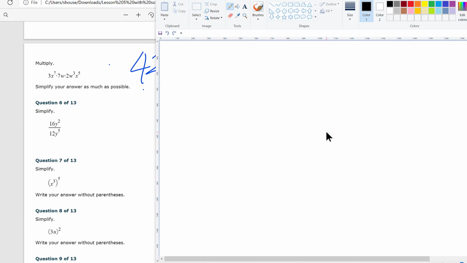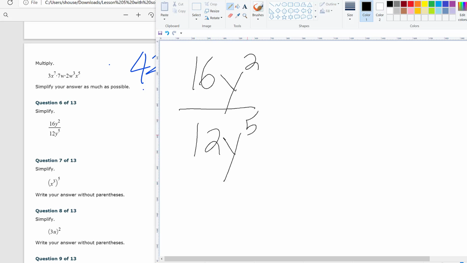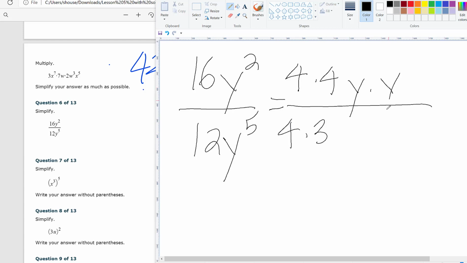So number 6, 16 y to the 2 over 12 y to the 5. Well, this is a fraction, so what we're going to do is we're going to reduce it. But before I do that, I'm going to rewrite some things. I'm going to write my 16 as 4 times 4 and my 12 as 4 times 3. I'm going to write the y squared as y times y, and then on the bottom I've got 5 y's all multiplied.